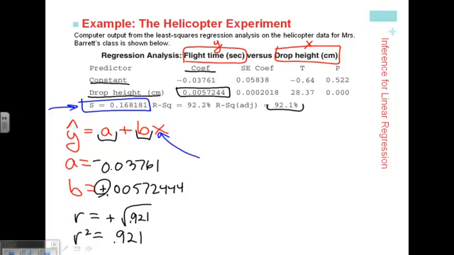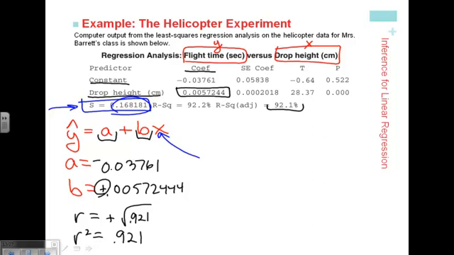Because 95% of all things in a normal distribution are within 2 standard deviations of the mean. So we could say for any predicted y value, if you add 0.32 to either side, you're likely to capture most of the helicopter drop times.